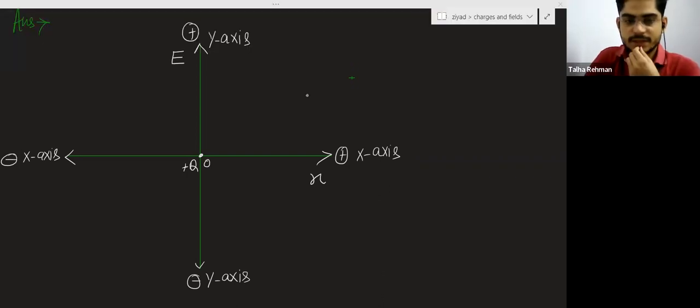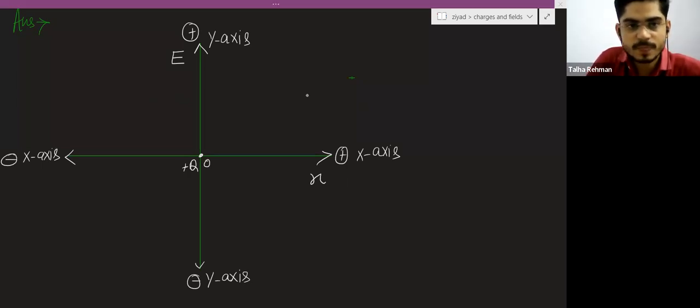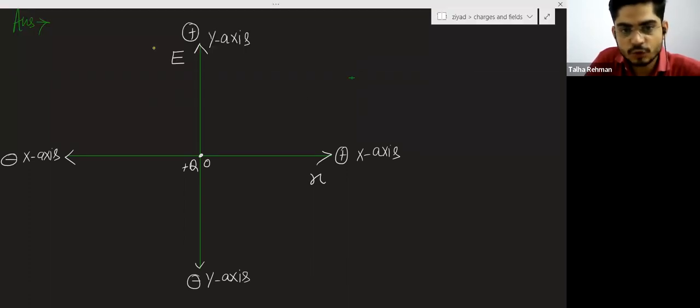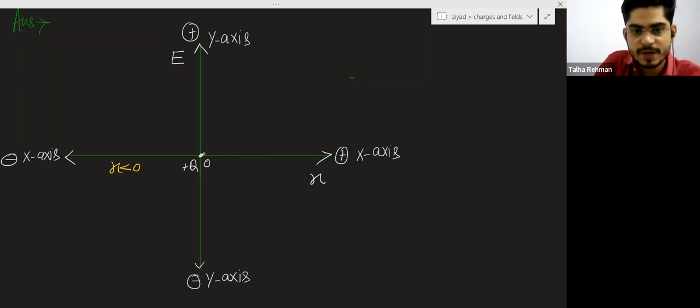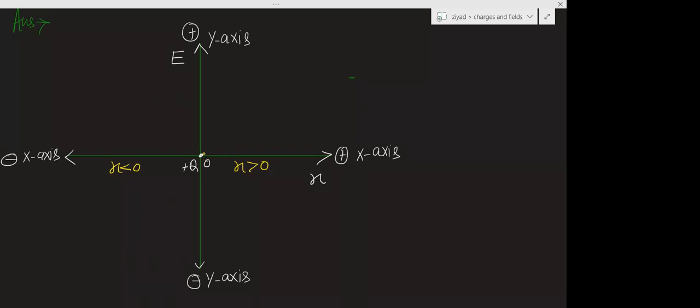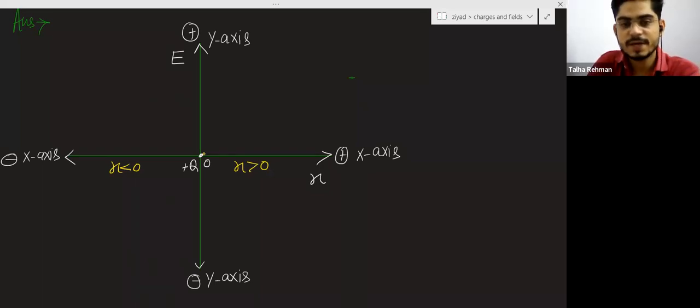They are saying x is greater than 0. So this is the region of x greater than 0. When you move from the origin in this direction, you get values of x greater than 0, and when you move in this direction, you get negative values, x less than 0. So first, we have to calculate the value of electric field for x greater than 0.